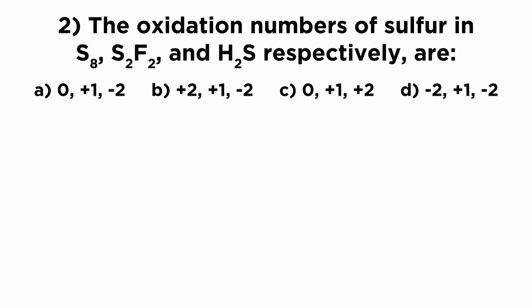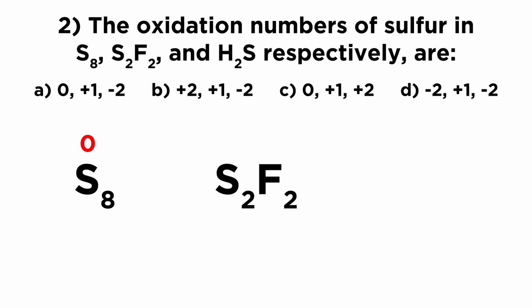For the next one, we have a few options here. Now let's go ahead and find the oxidation number for sulfur in each of these compounds so that we can figure out which answer is correct. Now looking at S8, this is in the elemental state. So remember that anytime we have something in the elemental state where we're just looking at one element and nothing else, that is going to be 0. So sulfur necessarily has an oxidation number of 0 in S8.